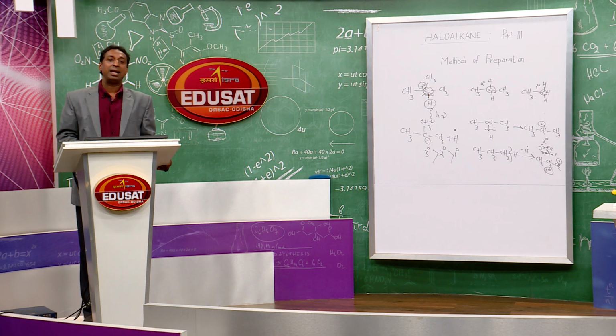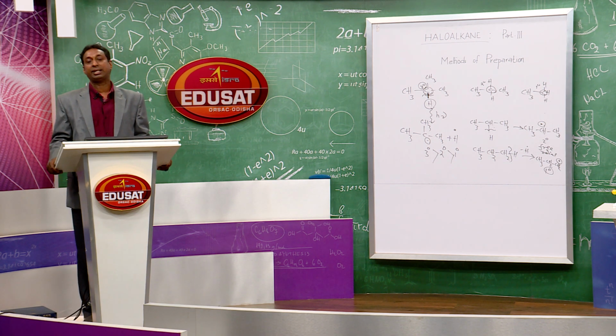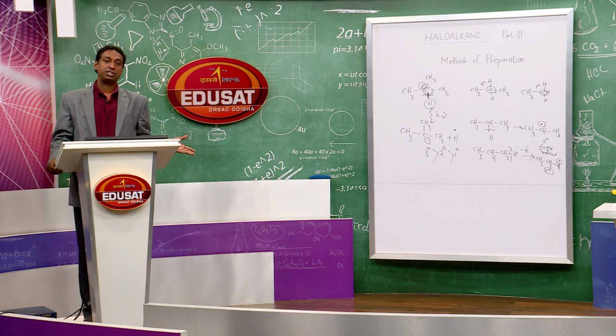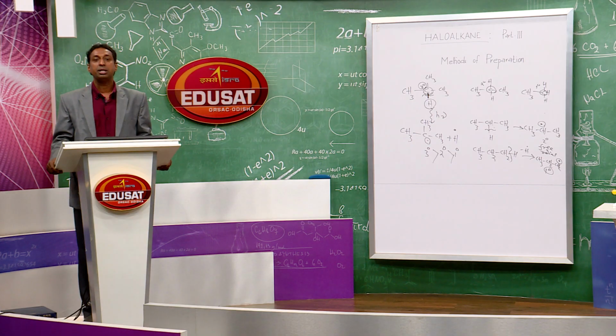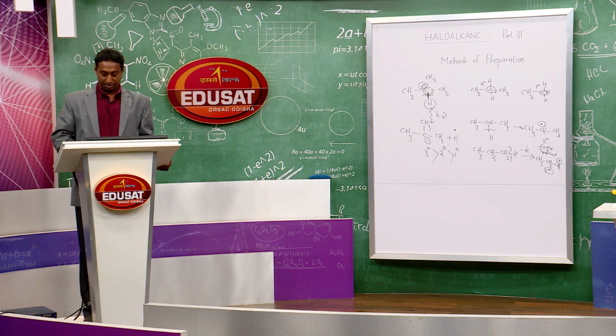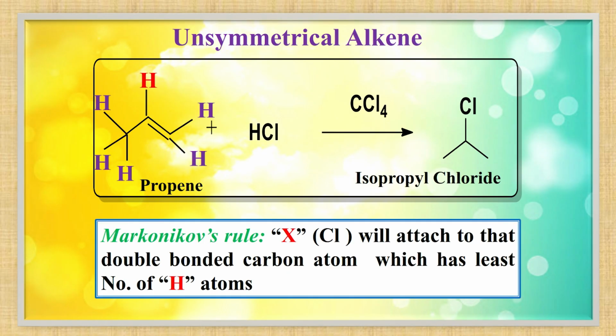But students, if the alkene is symmetrical, then where you add H, where you add Cl, no problem, you get alkyl chloride. But if the alkene is unsymmetrical, then the addition follows Markovnikov's rule. See the next, this is an unsymmetrical alkene called propene, CH3 single bond CH double bond CH2, and HCl is added to it in presence of carbon tetrachloride.